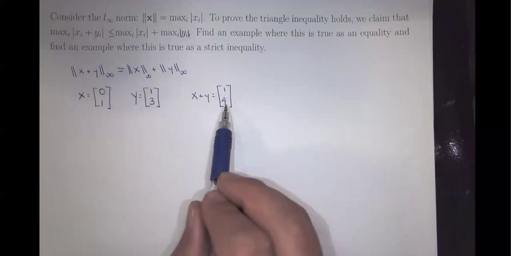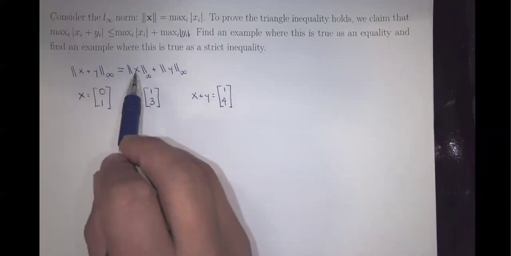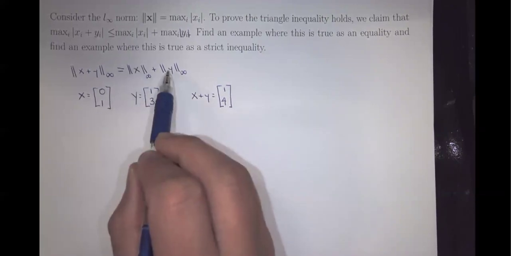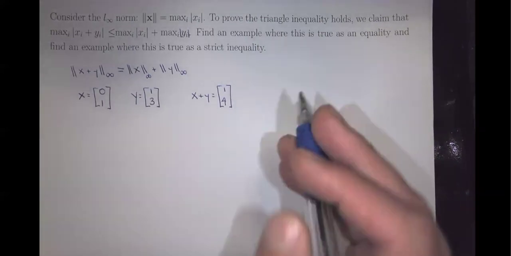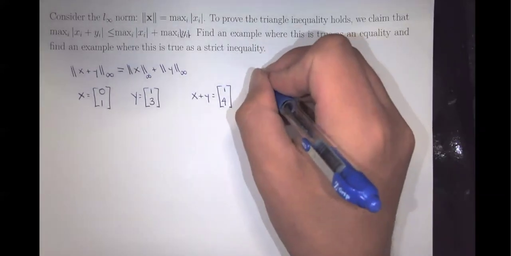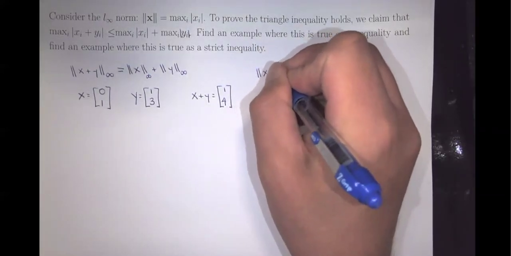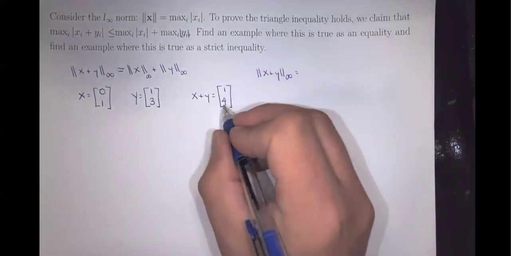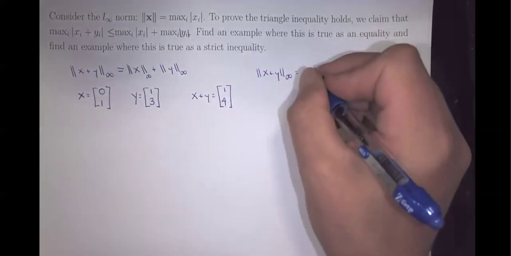So when I add them, the infinity norm is going to be the second component. The infinity norm of x is going to be the second component. The infinity norm of y is going to be the second component. So the infinity norm for x plus y is the largest component in x plus y. So that's 4.